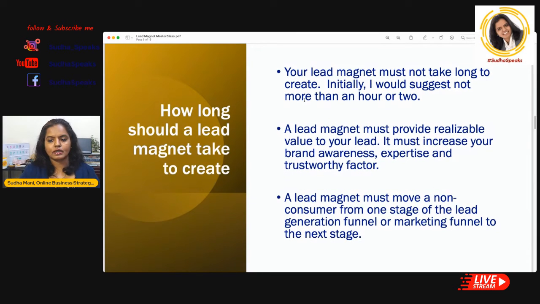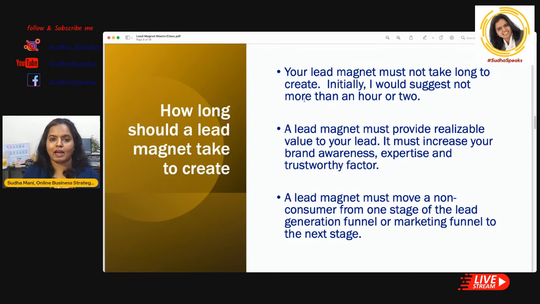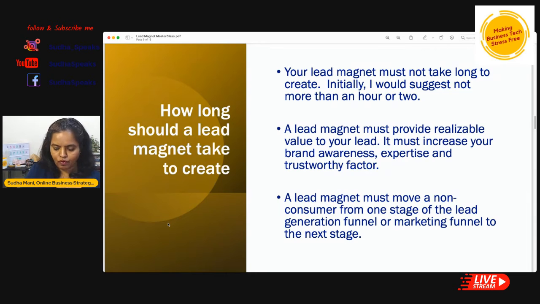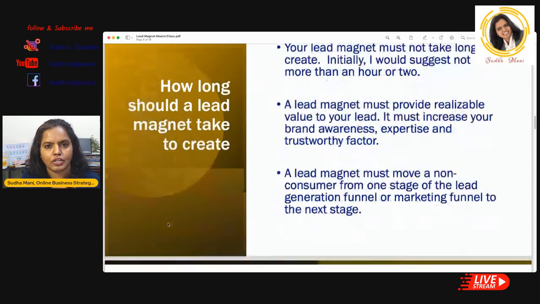It must move your lead. They don't know anything about your brand, and it should move them to a next thing. Okay, I am giving them a chance. I know them. They seem to be okay. I'm giving him or her a chance to get that lead magnet by providing you with their name and email address. So that way you're moving from one stage of the funnel to another stage.